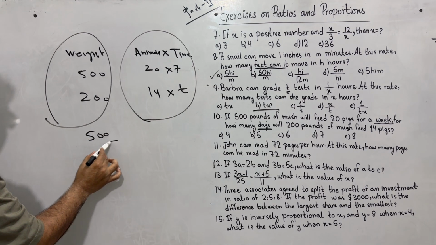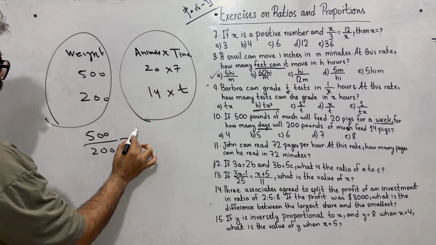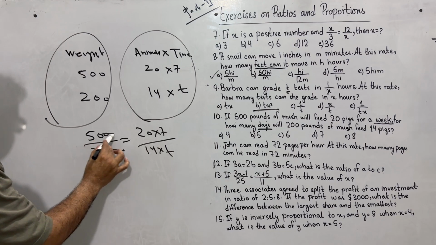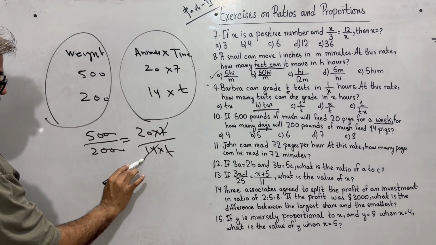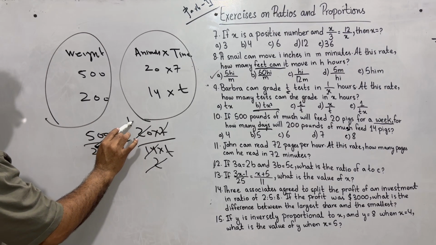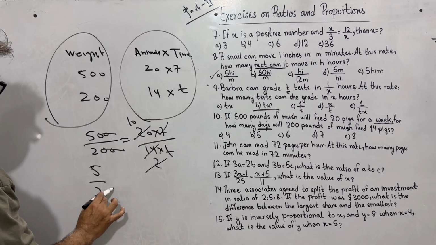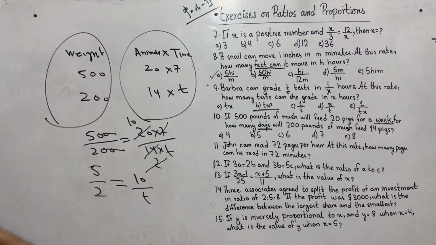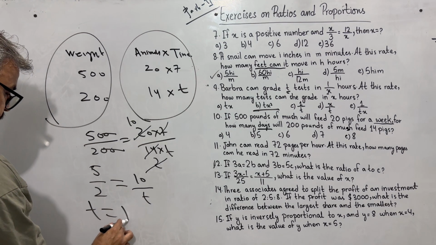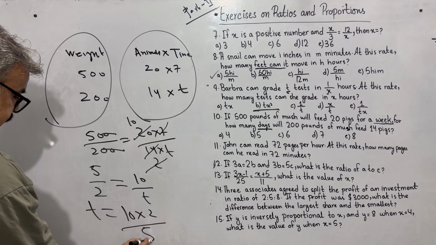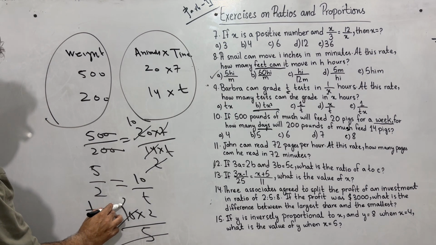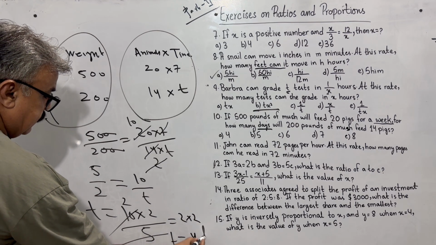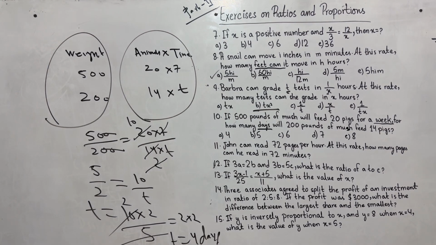So we have 500 over 200 is equal to 20 times 7 over 14 times t. Cancelled out. I have 1 times 7, 1 7 the 7, 2 7 the 14. Applying table of 2, 10 times. I have 5 over 2 is equal to 10 over t. Solving for time t, t is equal to 10 times 2 over 5. 1 5 the 5, 2 5 the 10. So 2 times 2, t is our 4 days in that case.